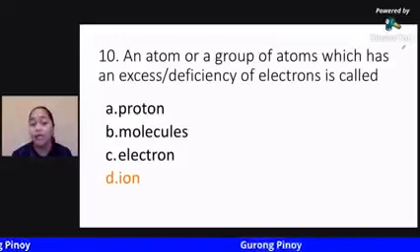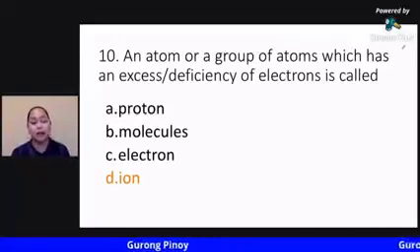So hindi lamang po si Ion ni Vice Ganda ang kilala nyo ngayon. Okay, may ion din po sa lead.